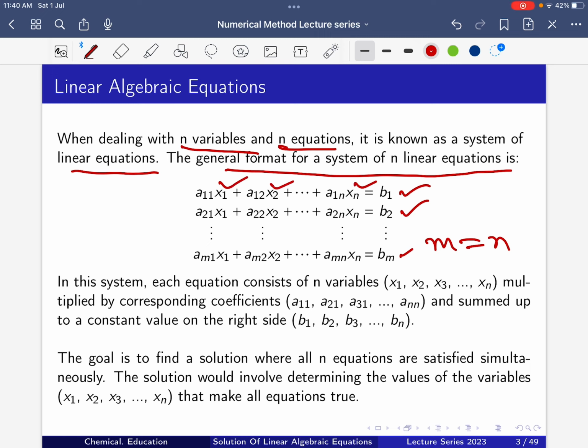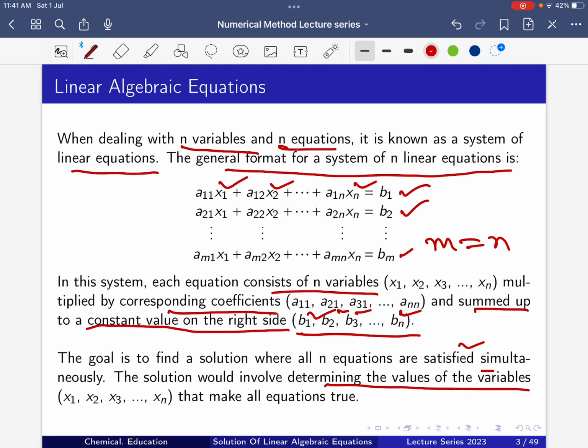all are the variables. So in this system, each equation consists of n variables like x1, x2, x3, up to xn, multiplied by the corresponding coefficient. So a11, a12 all are coefficients, a11, a21, a31, up to amn all are coefficients, and they sum up to a constant on the right hand side, that is b1, b2 and b3 to bn. So these are called the constant vector or constant matrix. Now our goal is to find a solution where all n equations are satisfied simultaneously. The solution would involve determining the values of the variables x1, x2, x3, xn that make all equations true.